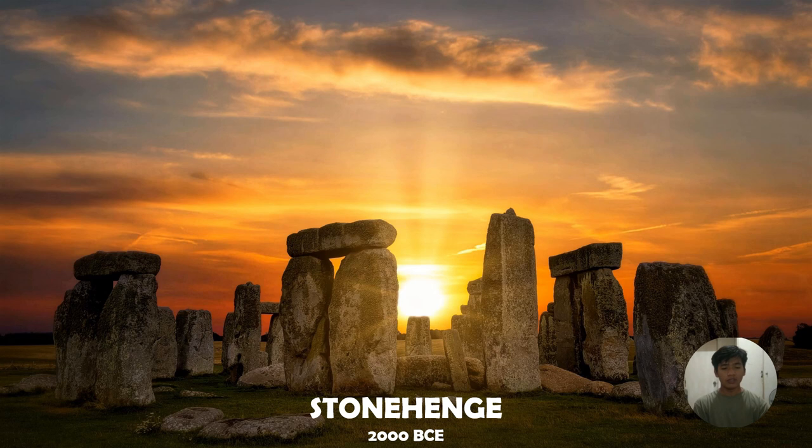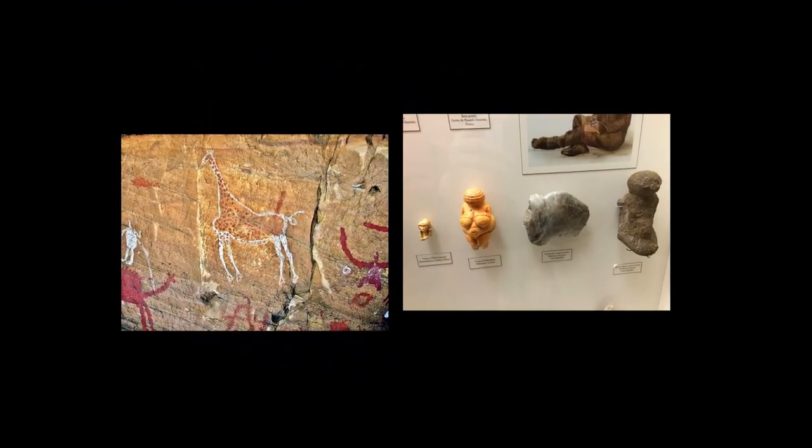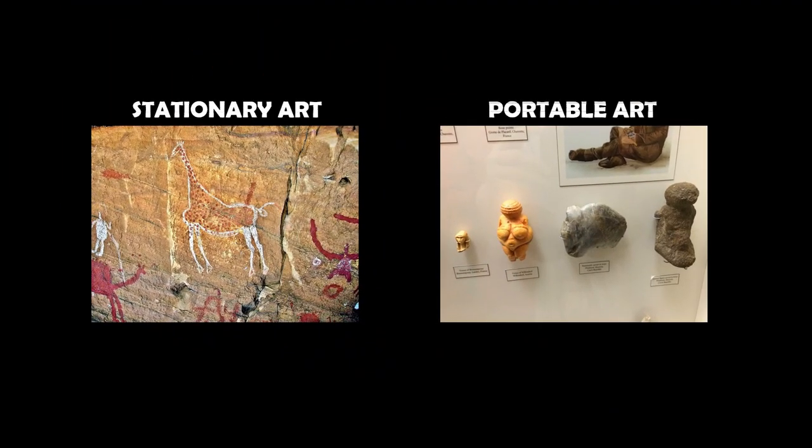Some key features and aspects of Stonehenge around 2000 BCE. We have first, construction phases; 2, bluestones and sarsen stones; 3, alignment and astronomy; 4, cultural and religious significance; 5, community effort; and 6, ongoing mysteries. So when we talk about Stonehenge, there are 2 categories, which are stationary art and portable art.